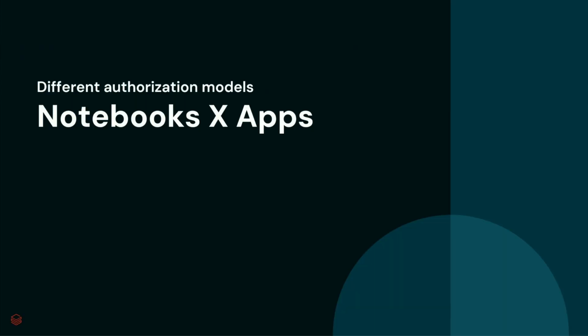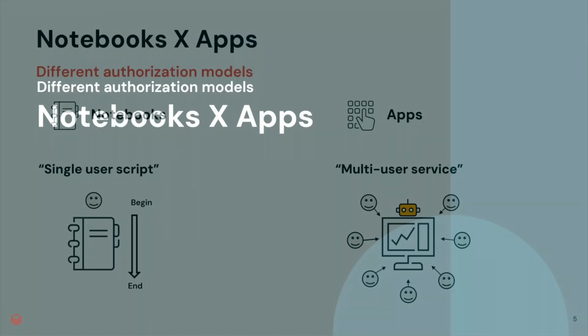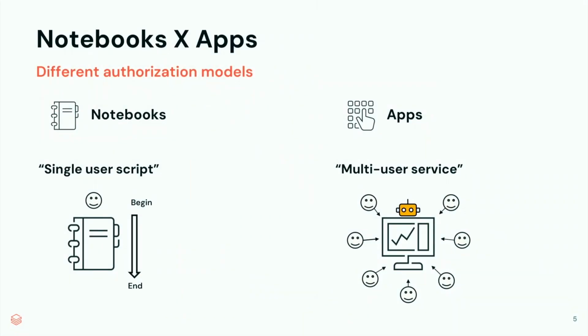So, notebooks versus apps. There are different authorization models. The way notebooks work is that you have a single user script. The authorization model is like, here's my laptop, go and run this thing. It runs from beginning to end, and it ends. That's simple, all it is. Everyone in Databricks knows what a PAT is. It's funny that we call it a PAT token, but it's just a personal access token.